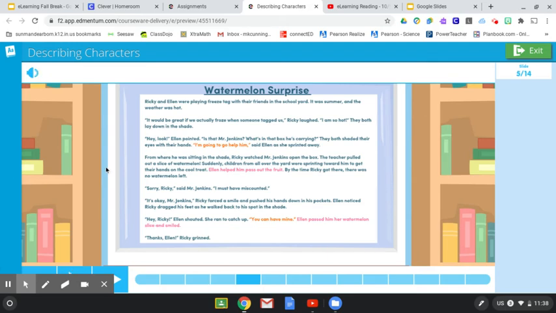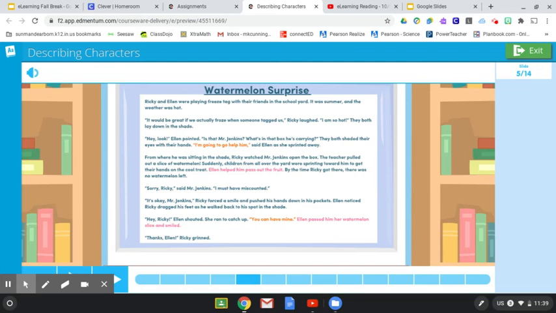So we talked about in class, it's not just going to come out and say, Ellen is a kind, generous person. You have to figure that out by the context clues. Here the clues that tell you are "I'm going to go help him," "Ellen helped him pass out the fruit," and she offered some to Ricky. So you have to figure it out by her actions, okay? It's not just going to come out and say, these are her character traits. As you get older, it's not going to be so much just in your face and tell you the answer all the time.